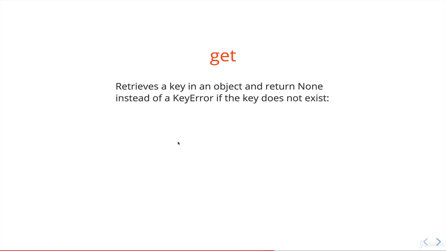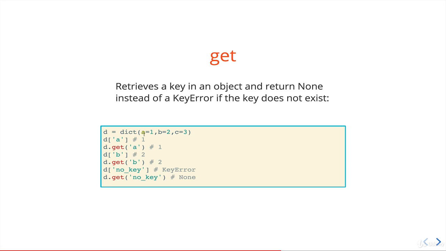Next, we have get. Now, out of all of these, I think get is the most useful. What it will do is, if a key is in a dictionary, like in this case, a is, we run d.get a, it will give us the value, which is 1. But if it's not in there, like here, d.get no key, which doesn't exist, it gives us None rather than throwing an error. So this is what I was alluding to in the last video when I said you could use in to test for the existence of a key, but get is a nice method that is easier, more simple to use.